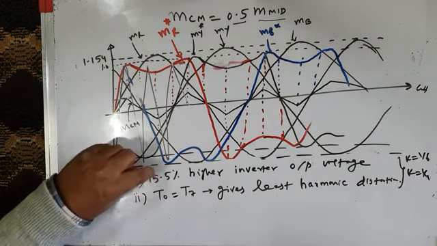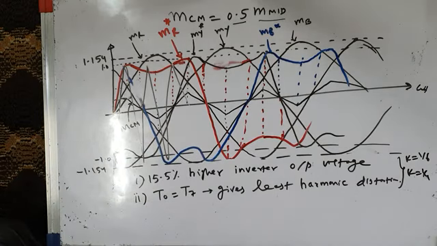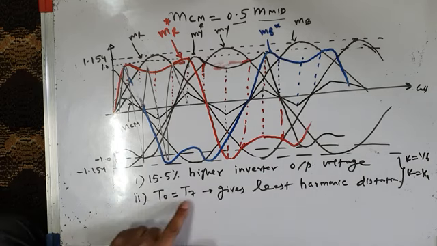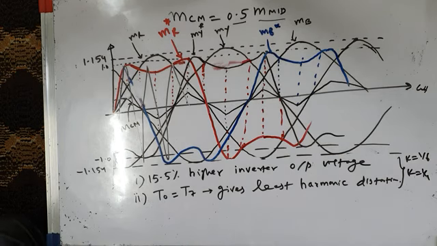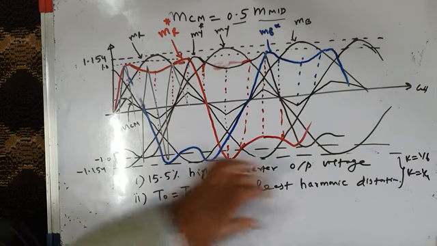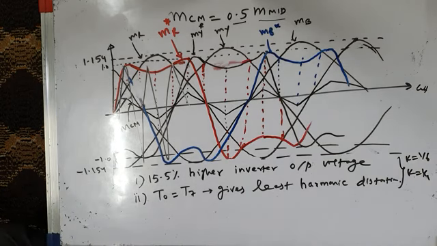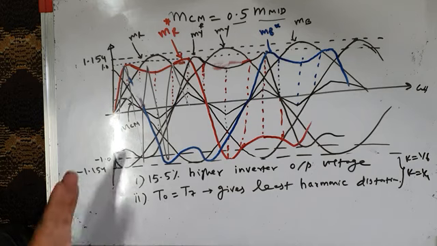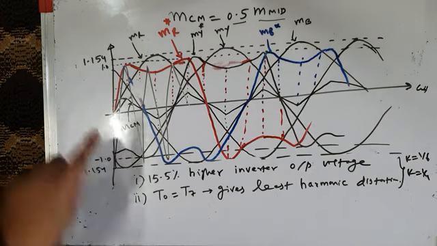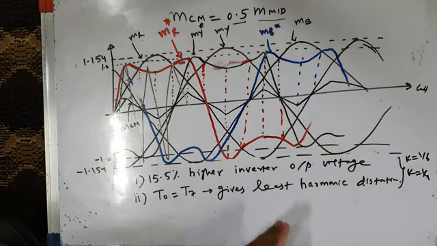That is, it produces about 15.5% higher inverter output voltage, and it gives least harmonic distortion because it divides the null vector times equally, T0 is equal to T7. So therefore, the space vector PWM technique gives us these features, and we have seen that the triangle comparison method of this type also gives the same results as conventional space vector based PWM.